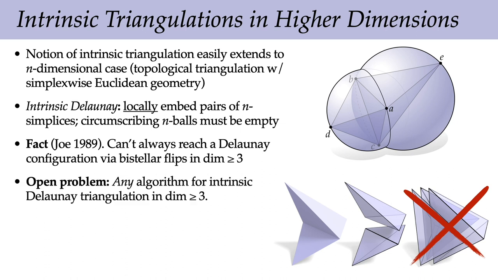So an open problem is, what's any algorithm for constructing intrinsic Delaunay triangulations in 3D? It doesn't have to be done by this greedy bistellar flip algorithm, okay? And in fact, do such triangulations always exist? Or maybe there's some other notion of optimality for intrinsic triangulations in 3D that's easier to find, okay? And that's really just the tip of the iceberg. There are so many more questions to ask here that can have a really big impact on geometry processing and scientific computing and so forth.